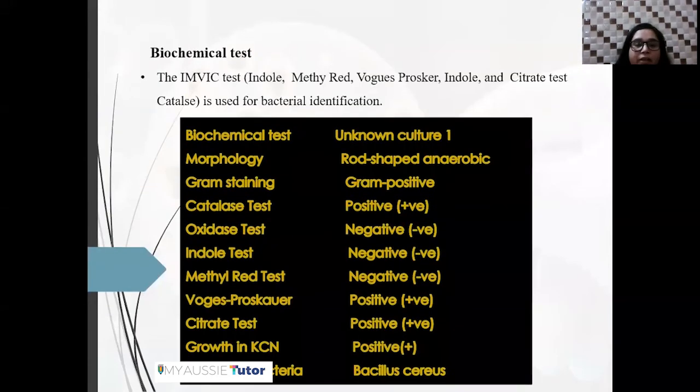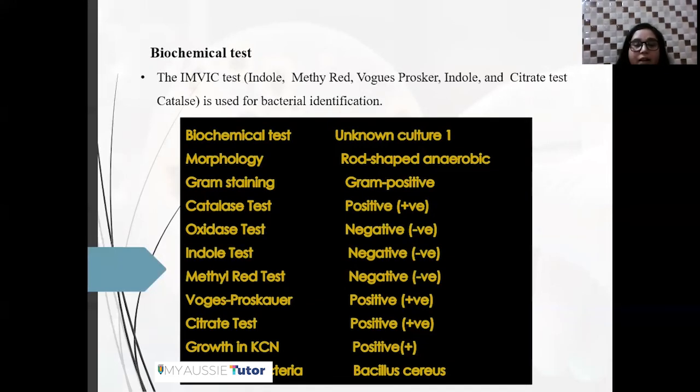So the biochemical test which will be followed in isolating and identifying this bacteria will be IMVIC. IMVIC stands for indole, methyl red, Voges-Proskauer, and citrate tests, and catalase. These all are the definitions of IMVIC.